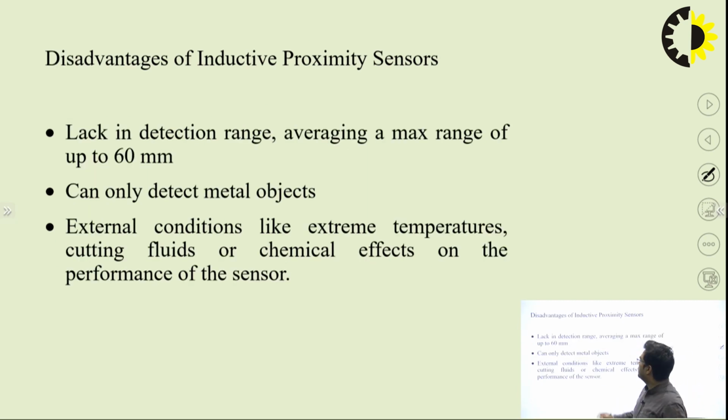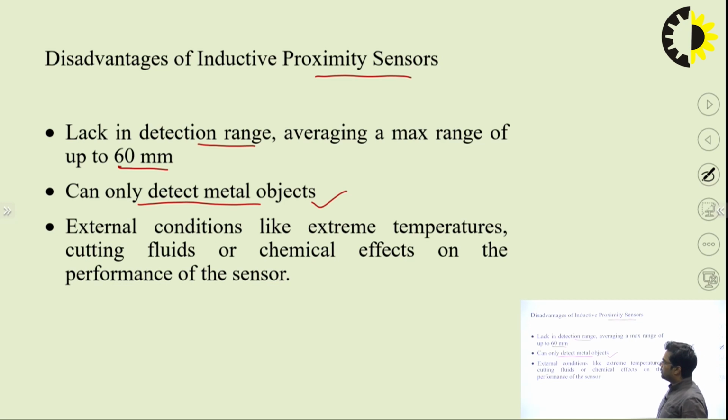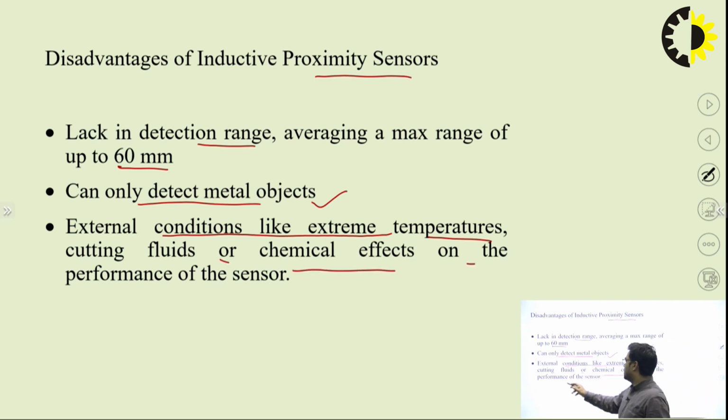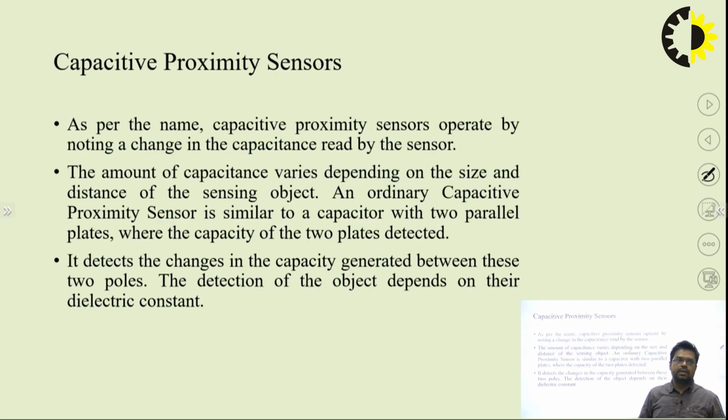Now, the disadvantages of the inductive proximity sensor. They lack detection range; the range is not very wide, the average range is around 60 mm, and it can only be used to detect metal objects. Another one is that external conditions like extreme temperatures, cutting fluid or chemical effects can affect the performance of the sensors. These are the major disadvantages of using inductive proximity sensors.